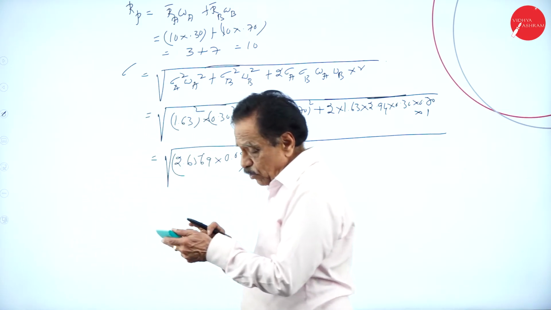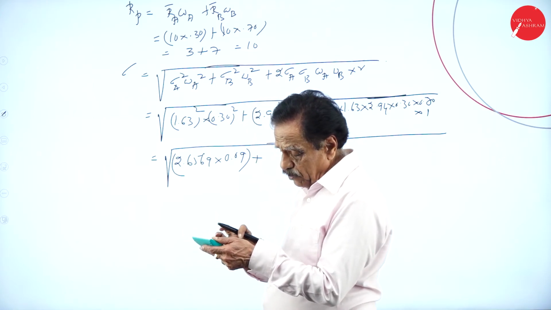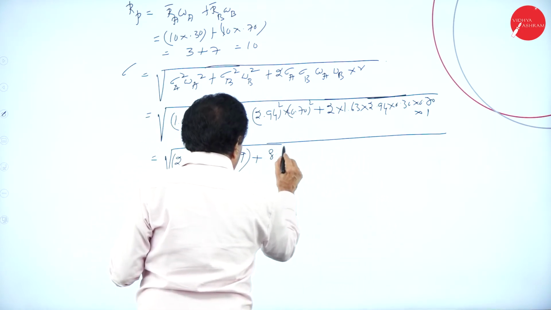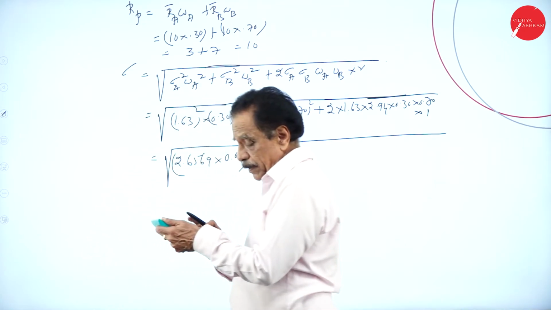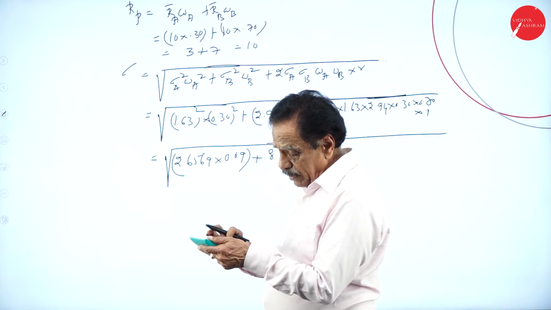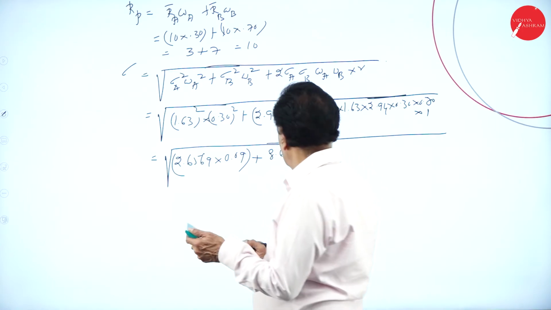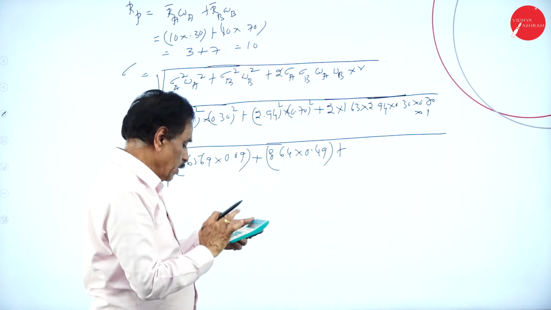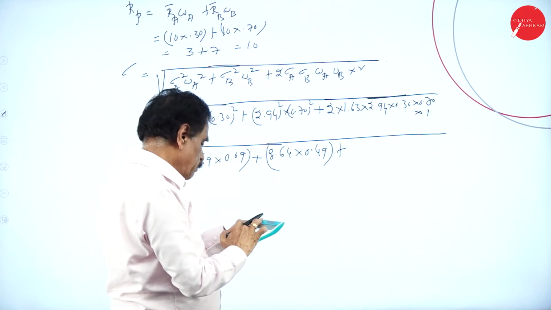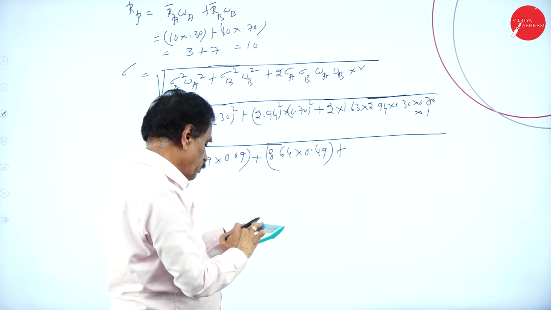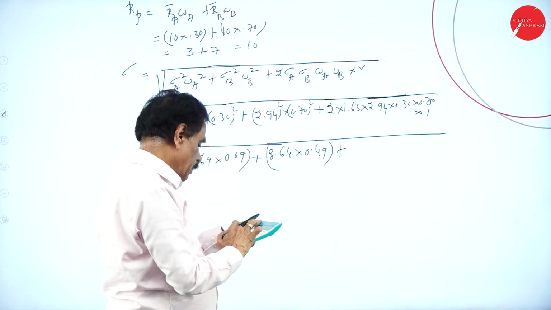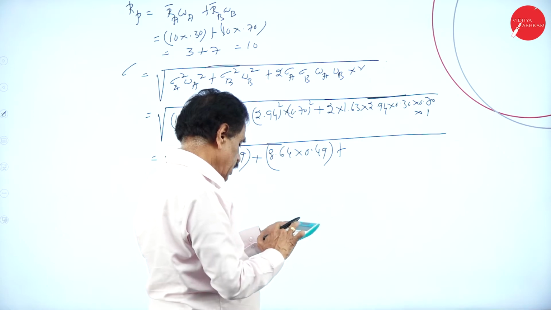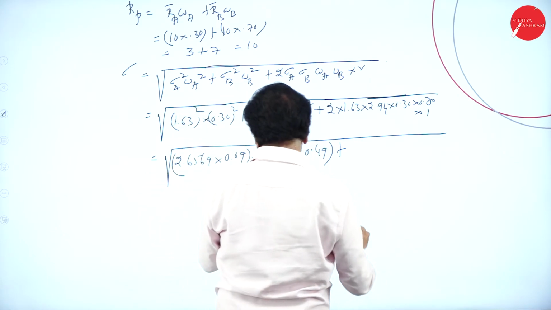Plus 2.94 into 2.94, 8.64, into 0.70 into 0.70, 0.49, plus 2 into 1.63 into 2.94 into 0.30 into 0.70 into 1, 2.01.